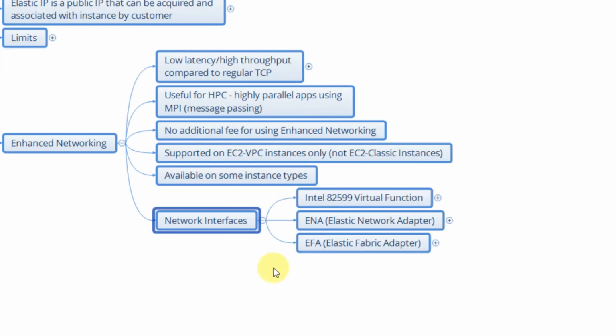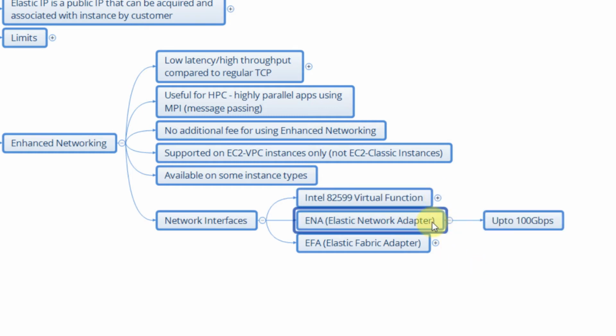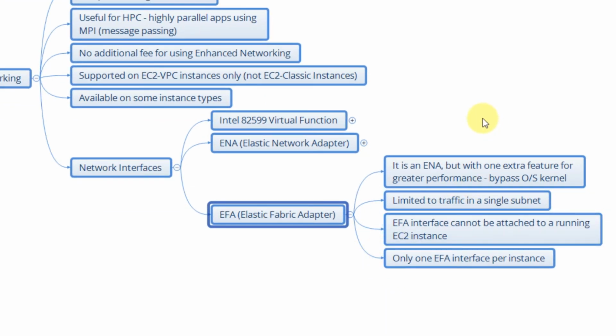Let's look at enhanced networking interfaces. There are three kinds. There's the Intel 82599 virtual function that provides up to 10 gigabits per second. The Elastic Network Adapter, or ENA, that provides up to 100 gigabits per second. And the Elastic Fabric Adapter, or EFA, which is very similar to an ENA, but it has one additional feature that gives it more performance, which is that it bypasses the OS kernel.